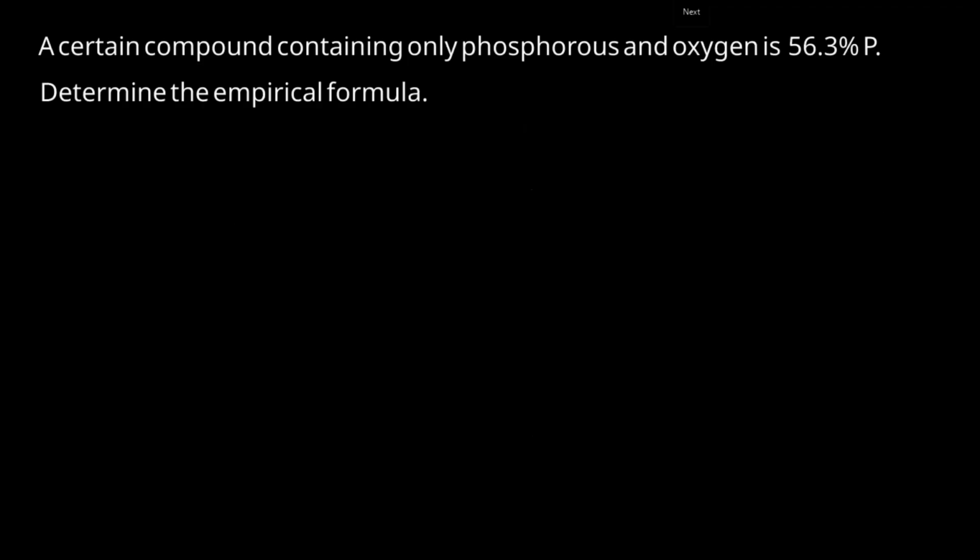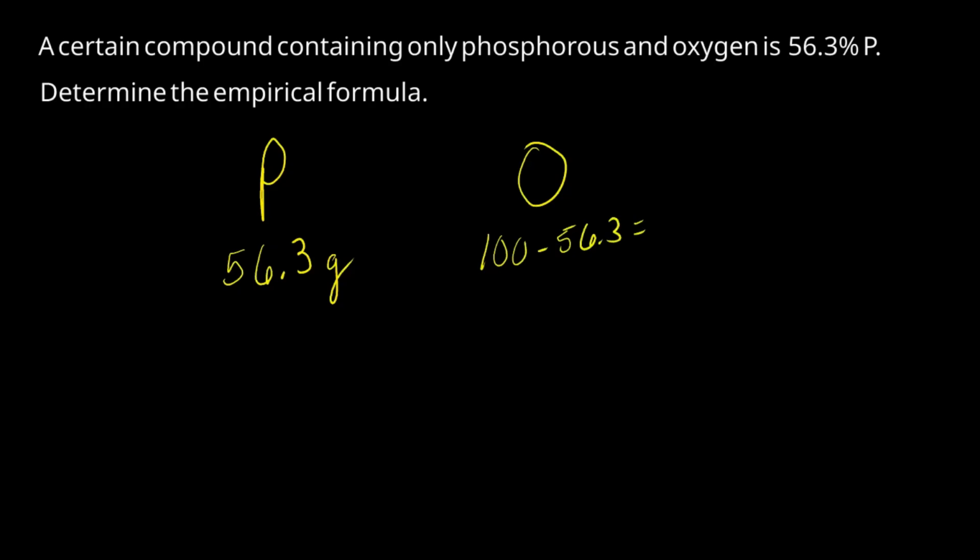The last problem was straightforward. This one's going to be a bit more thought-provoking. I have phosphorus and oxygen. The problem says I have 56.3% phosphorus, so I'm going to assume 100 grams. The remaining portion of this will be oxygen, so that'll be 100 minus 56.3, so that's going to equal 43.7 grams of oxygen. Let's convert these into moles by dividing each one by its molar mass. So I'm dividing by 31 and 16.